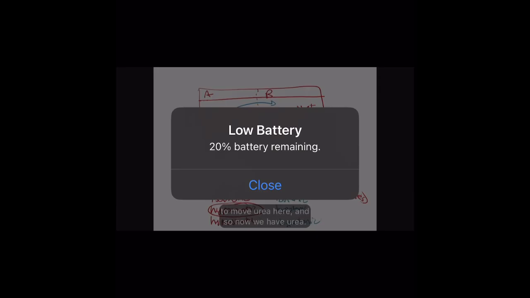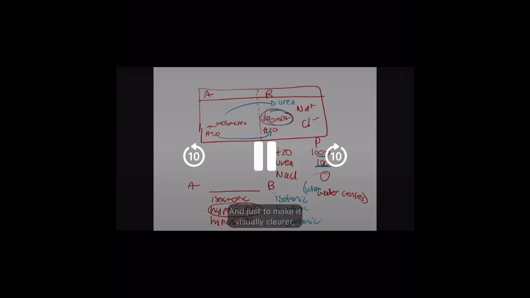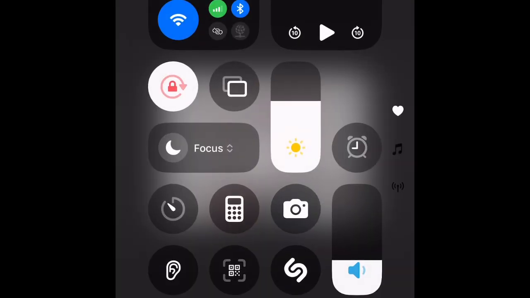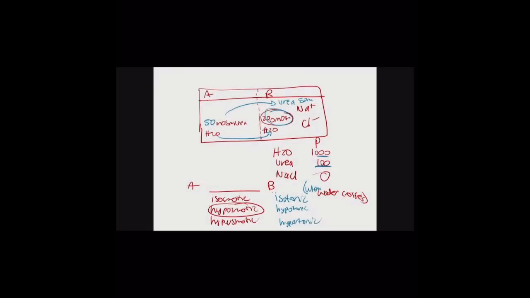So we're going to move urea here, and so now we have urea. And just to make it visually clearer, we're going to move half of the urea here. And so now we have 50 milliosmolar urea in A and 50 milliosmolar urea in B, okay?